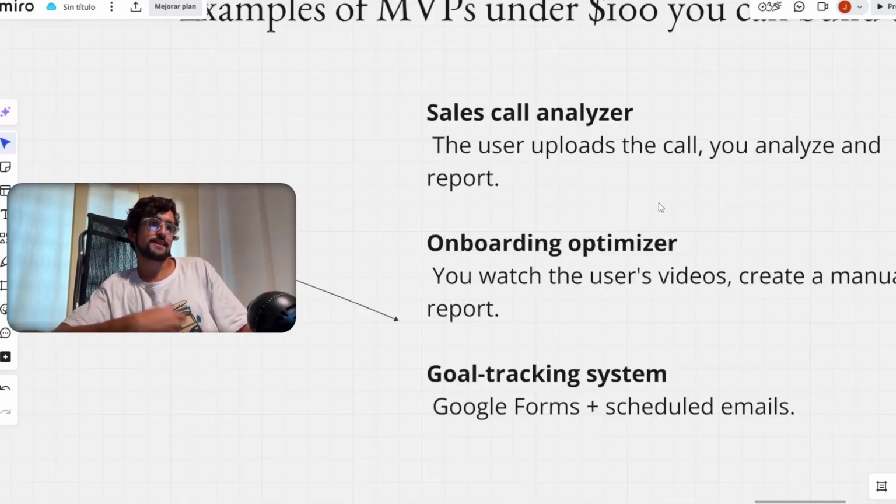Let's say a sales call analyzer. This is very useful, okay? I had a marketing agency, and these types of things are very used. The user uploads the call, you analyze it and send the report. An onboarding optimizer, you watch the users' videos and create a manual report. A goal tracking system, okay? Google Forms plus scheduled emails. Very simple and straightforward. So the video ends here.